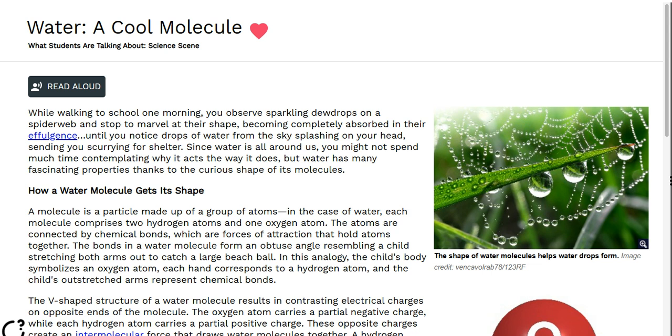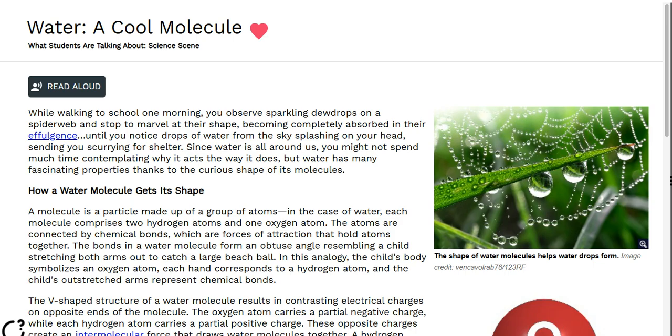Today I'm going to read about water, a cool molecule. While walking to school one morning, you observe sparkling dewdrops on a spider web and stop to marvel at the shape, becoming completely absorbed in the effulgence, until you notice drops of water from the sky splashing on your head, sending you scurrying for shelter.